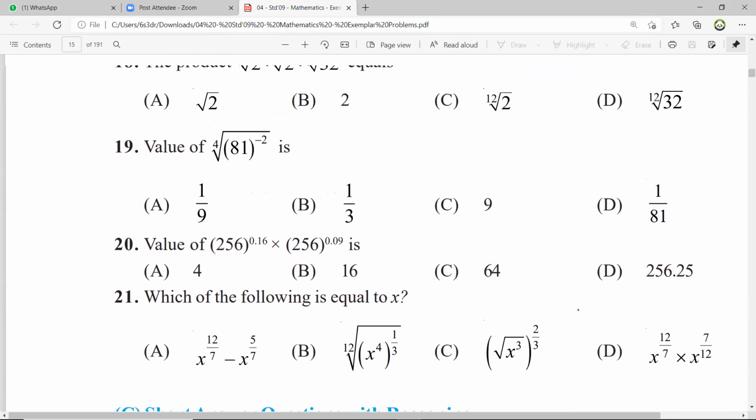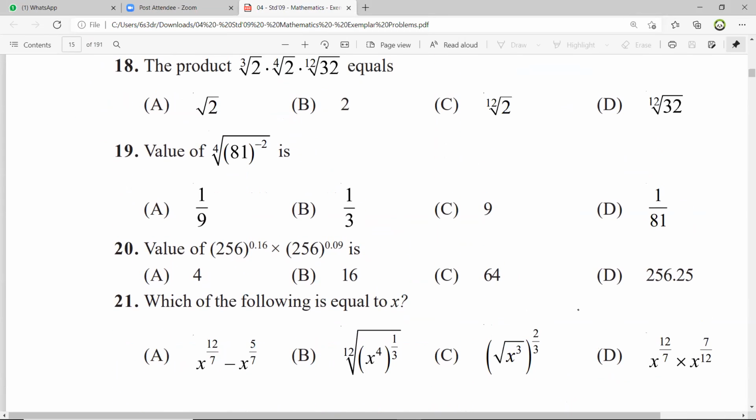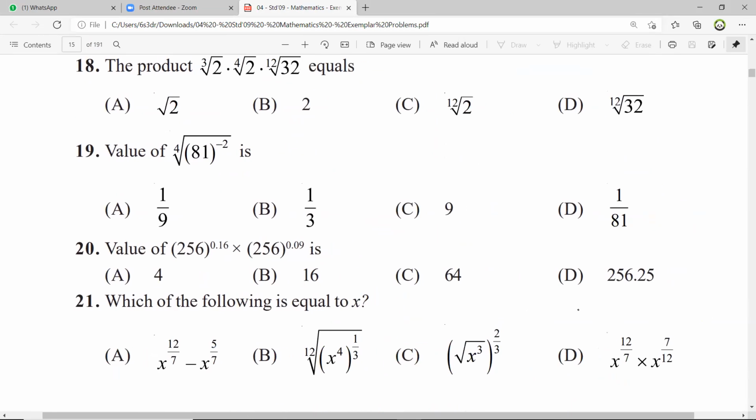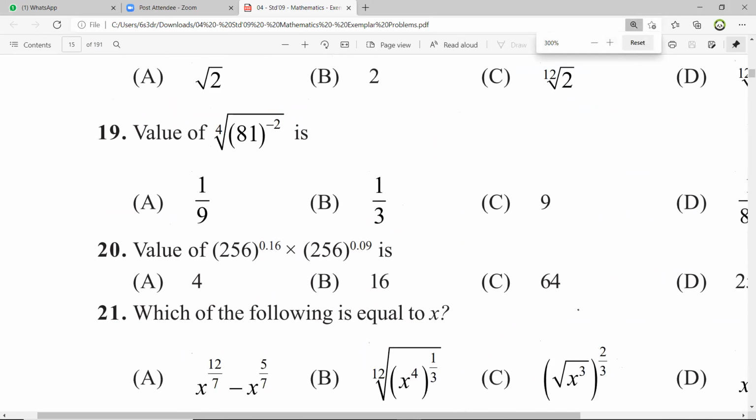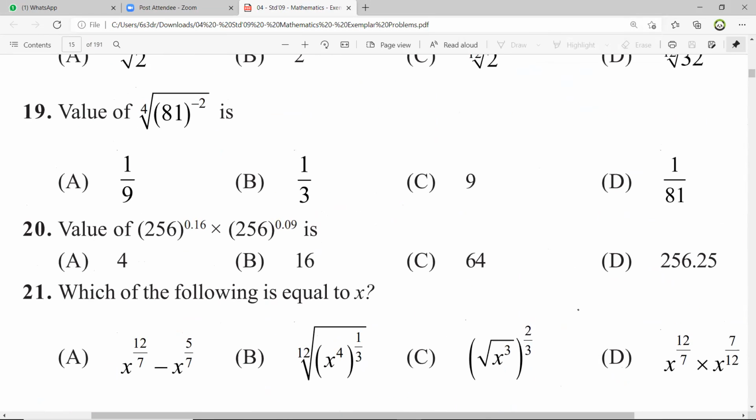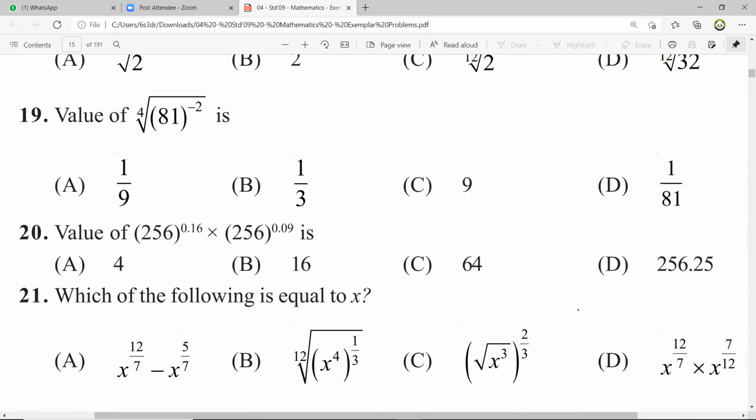Okay. Now let's quickly move on to the next one, 21. And for this, you don't even have to do a long calculation. It's just very simple. 21. Yes. So I think Mridula is having internet issues. Yes, Hamna.